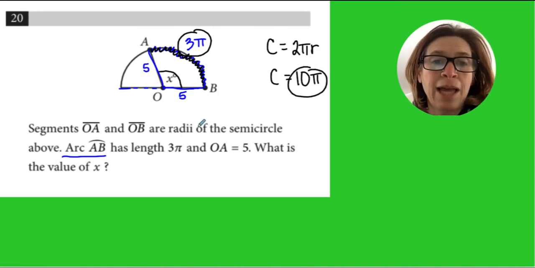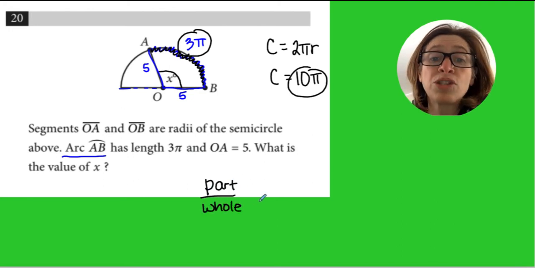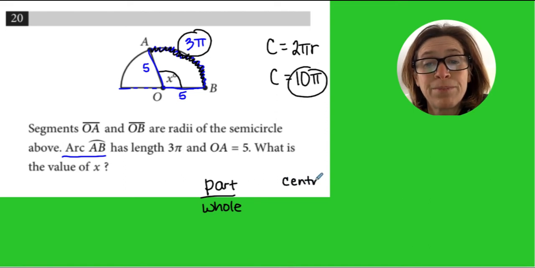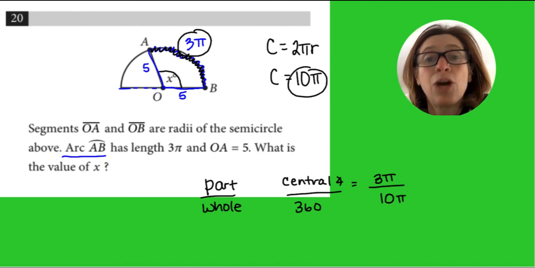Now, I've talked a lot in the circle videos about how when we're looking at arc length, think of it as a proportion, a part to whole relationship. And when I think part to whole with circles, I think central angle x over 360 equals, so that's the part and that's the whole, 3 pi, the arc length, over the entire circumference, 10 pi. All right, so I'm going to simplify this proportion. The pi's reduce. So now I have x over 360 equals 3/10.